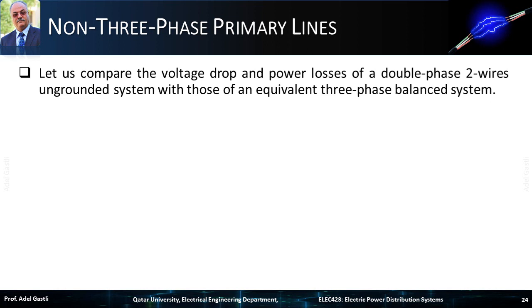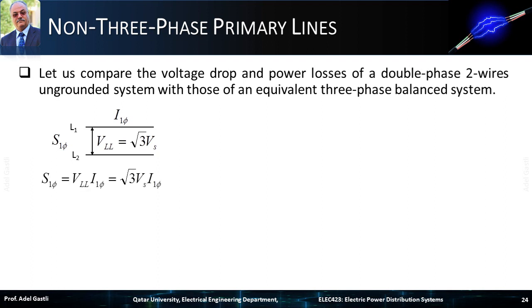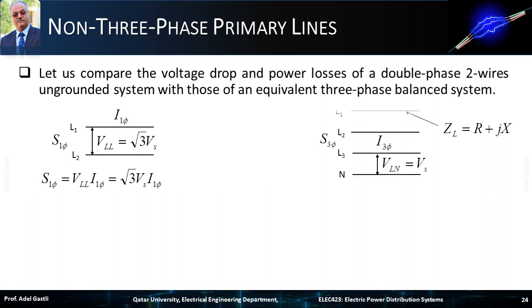Let us compare the voltage drop and power losses of a double-phase 2 wires ungrounded system with those of an equivalent three-phase system. This figure shows the two-phase system, where the voltage equals square root 3 times the source phase voltage. The power delivered by the system equals the voltage VLL times the line current, that equals also square root 3 times source phase voltage times the current. Now, if we consider delivering the same power through a balanced three-phase system as shown in this figure, then the total power can be expressed as shown in this equation.